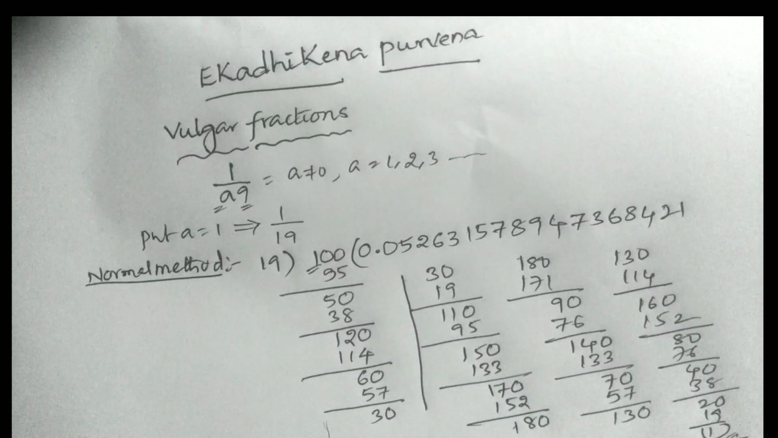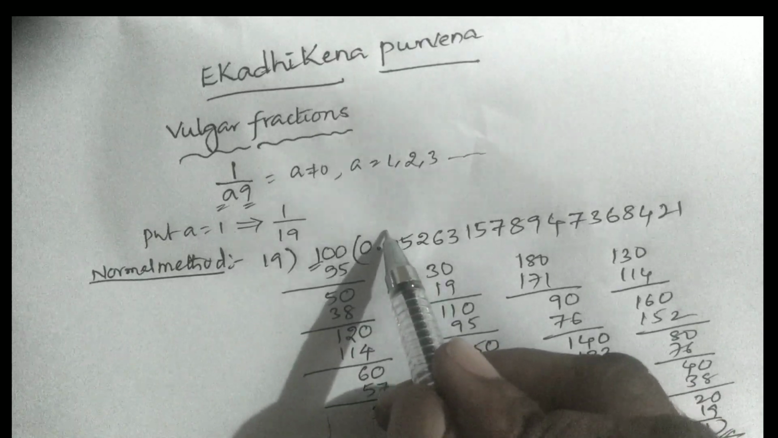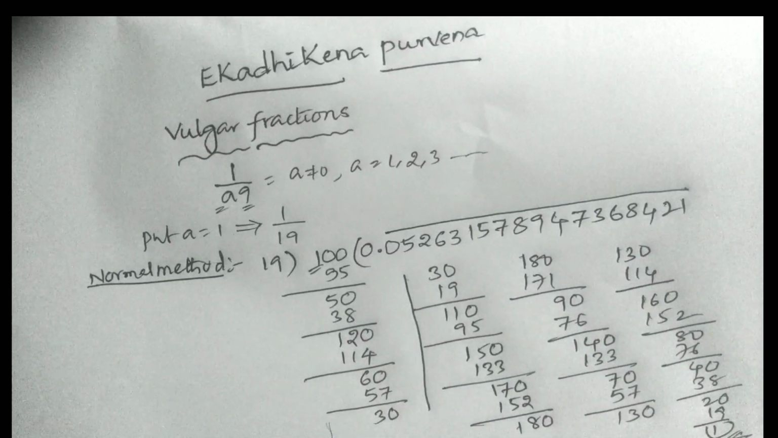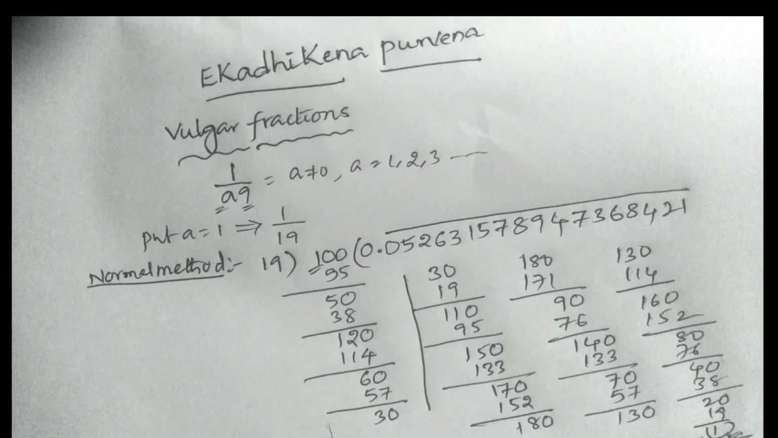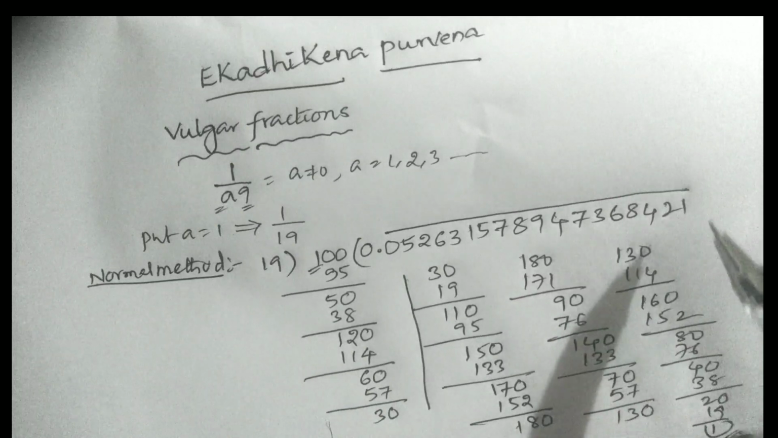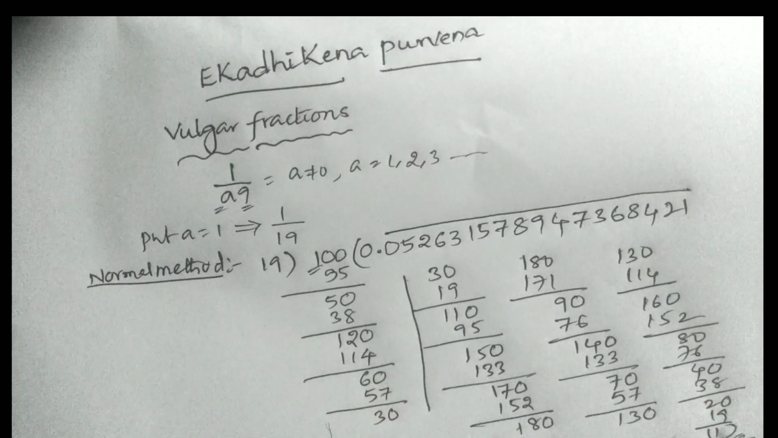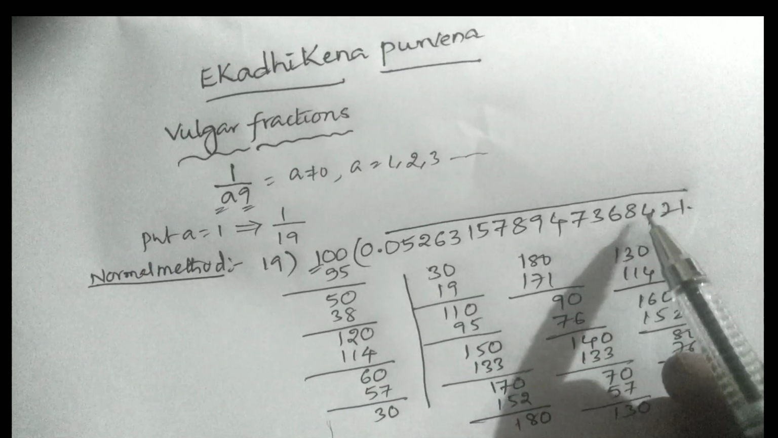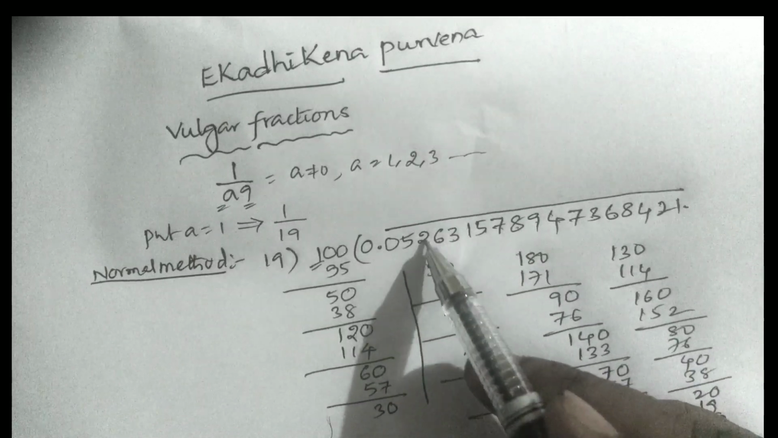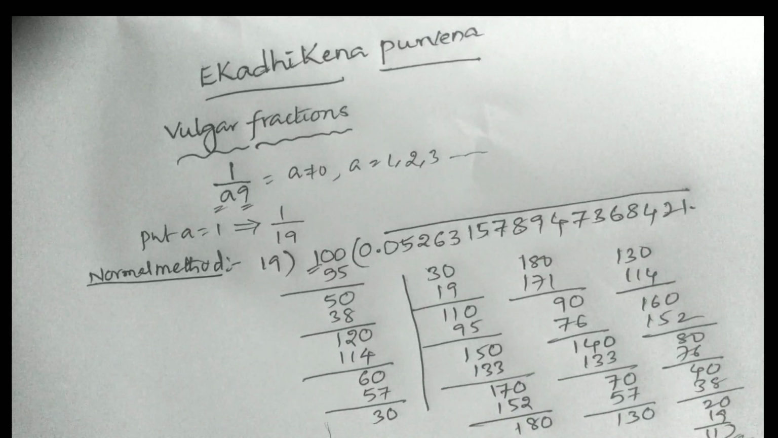So here this many digits consist our recurring decimal part. Once you count how many digits are in the recurring decimal part, that is 1 2 3 4 5 6 7 8 9 10 11 12 13 14 15 16 17 18. There are 18 digits in the recurring part.